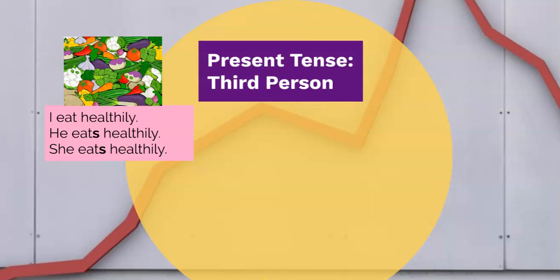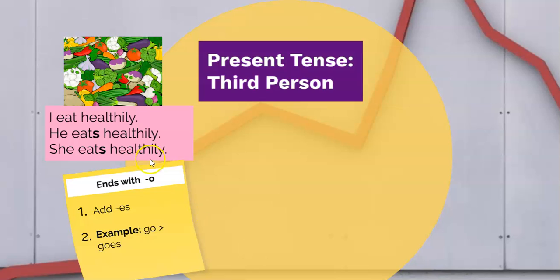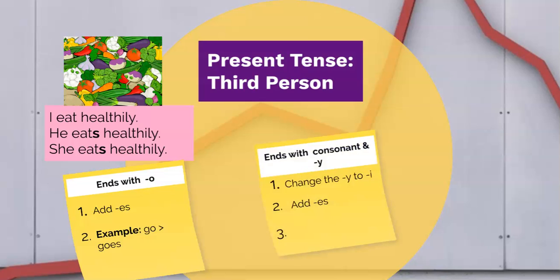Sometimes we need to tweak the spelling though. So if a verb ends with an O, you add ES. For example, go becomes goes. For the next example, we just need to do some quick revision of vowels and consonants. A vowel is A, E, I, O, U, and the consonants are the other letters in the alphabet.